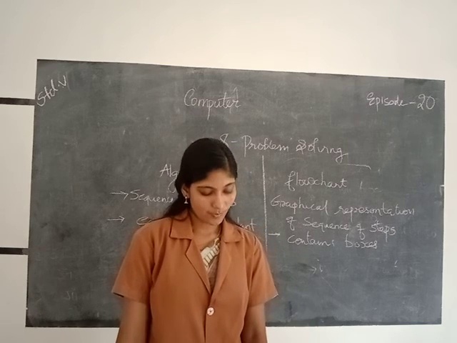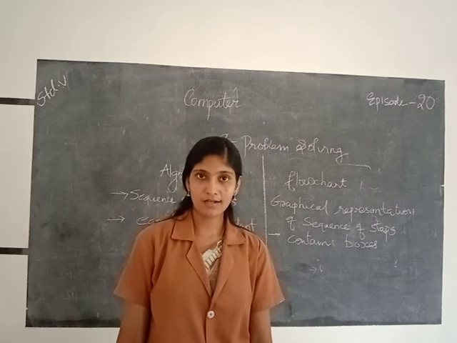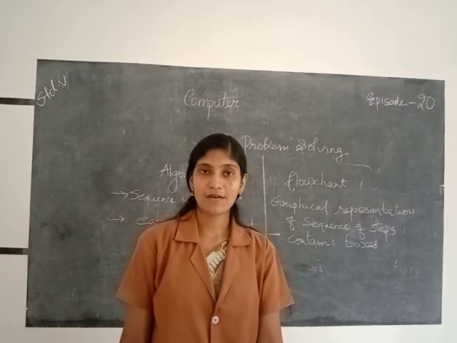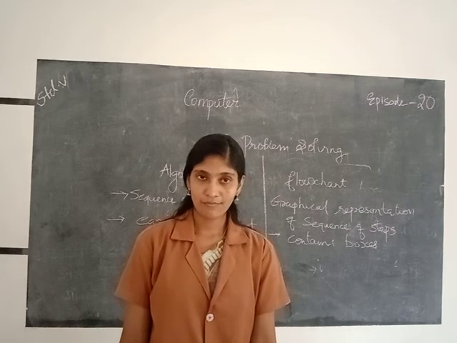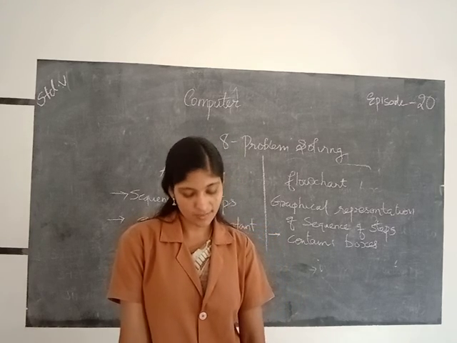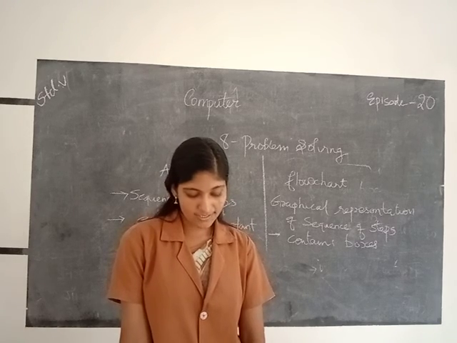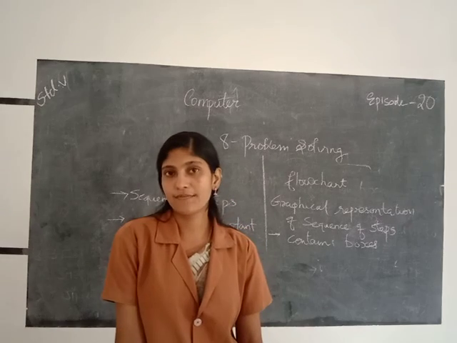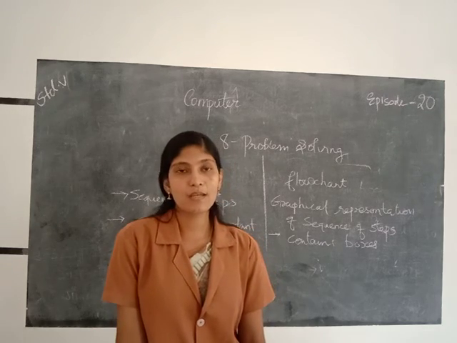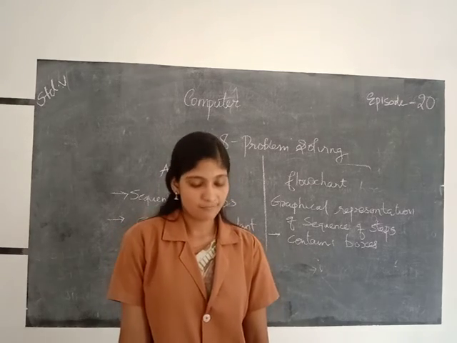Then the second one: dash is the graphical representation of the sequence of steps required to solve a particular problem. So what is that? Graphical representation means it is a flowchart. Then which box is used at the end or beginning of the flowchart? It is the box which represents the end or beginning of the flowchart, that is the terminal box.